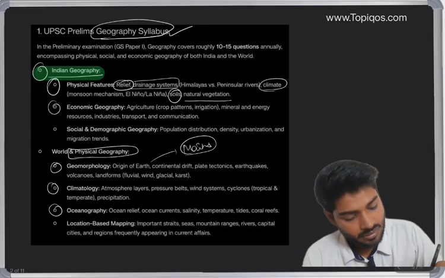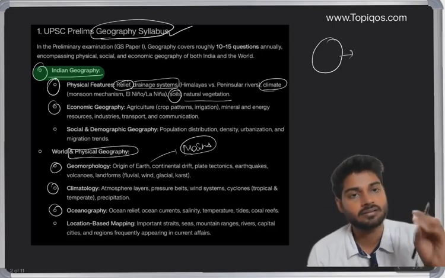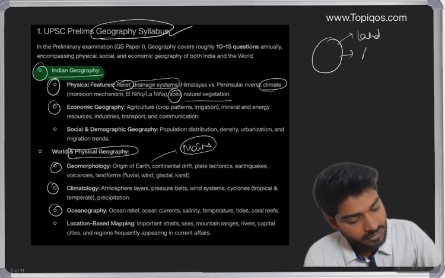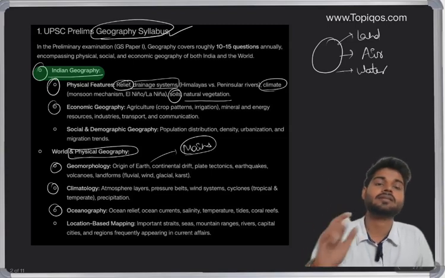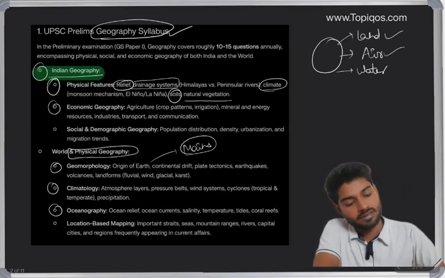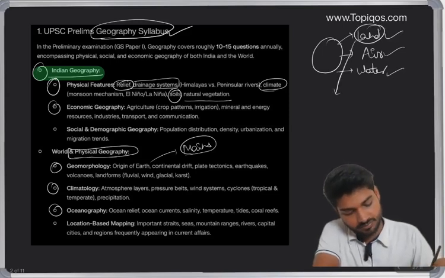So in case everybody doesn't know, the whole Earth has only three phenomena. First would be land, second would be air, and water. These three phenomena constitute the whole Earth. We have land, we have air, and we have water. If I discuss land, so what is land?